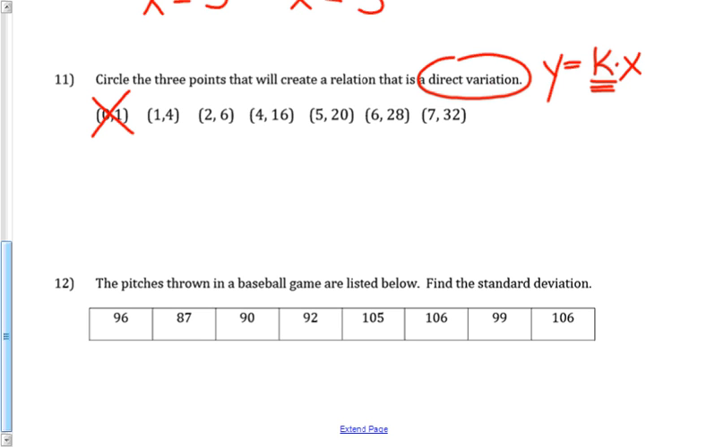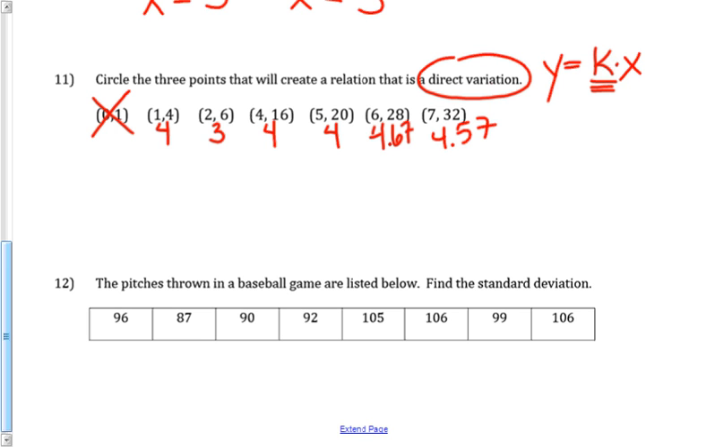For the second one, 1 times 4 is 4. For the third one, 2 times 3 is 6. 4 times 4 is 16. 5 times 4 is 20. 6 times, I think that's not an even one. So 6 times 4.67 gives us 28. And then 7 times, well, that's also not a nice number, 7 times 4.57.